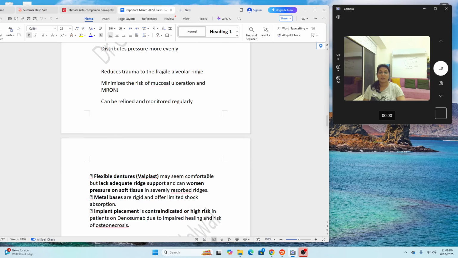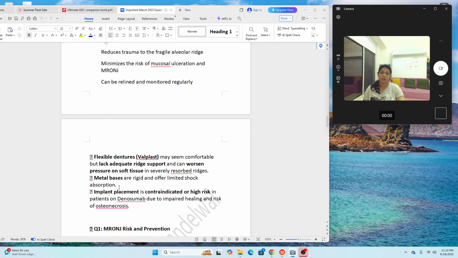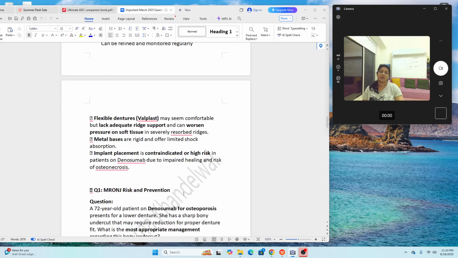Flexible dentures may seem comfortable but lack adequate ridge support and can worsen pressure on soft tissues in severely resorbed ridges. Metal bases are rigid and offer limited shock absorption. Implant placement is contraindicated or high risk, like I mentioned, in patients on denosumab due to impaired healing and risk of osteonecrosis. So I hope you have understood this question, and I have given a detailed explanation, making you understand why we are not choosing the other options, even though you may get confused between two options. So now you finally know why.